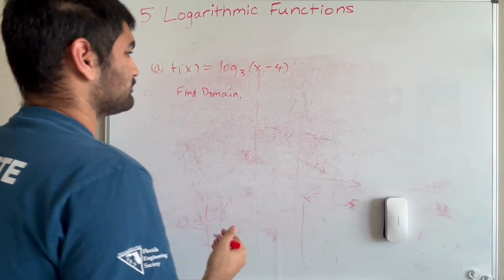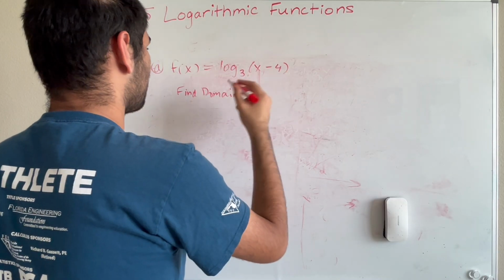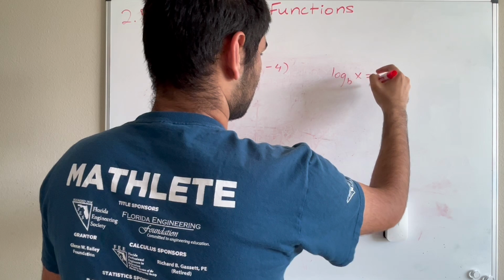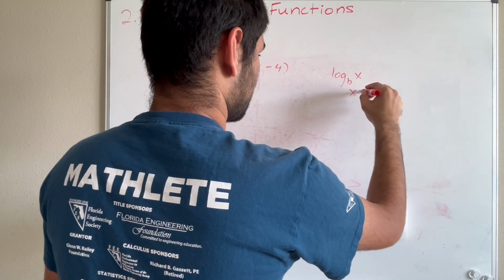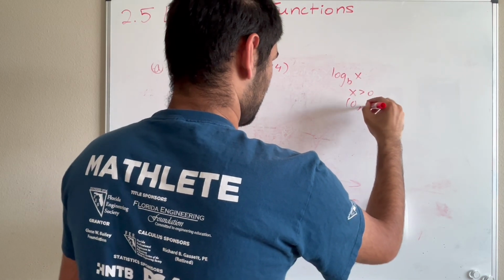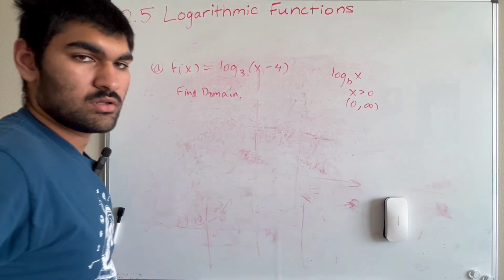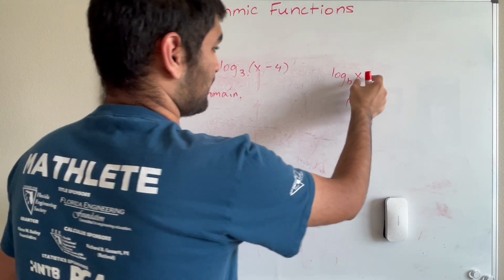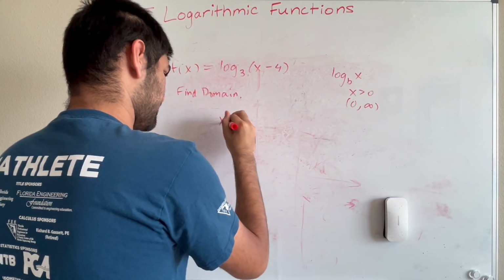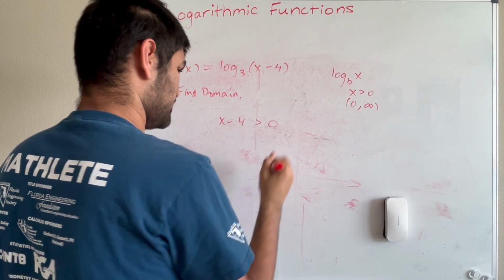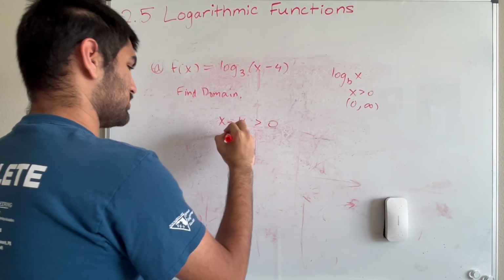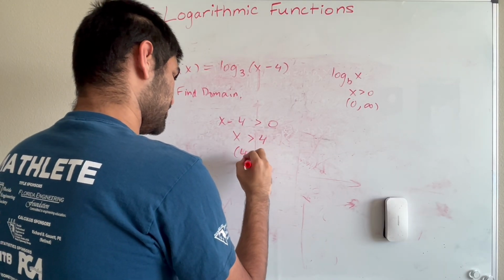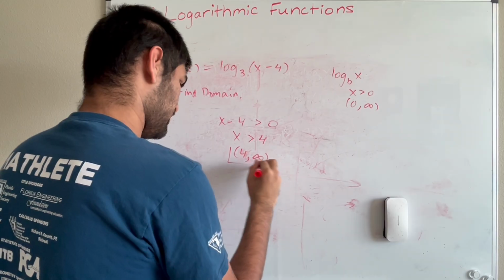So how would you do this? Remember that the domain for a general log is just x is greater than 0, right? So it's from 0 to infinity. Essentially, for x minus 4, we have to set that input greater than 0. So we have x minus 4 is greater than 0, and then you just solve this inequality. Then you get x is greater than 4. So in interval notation, the domain is just 4 to infinity.